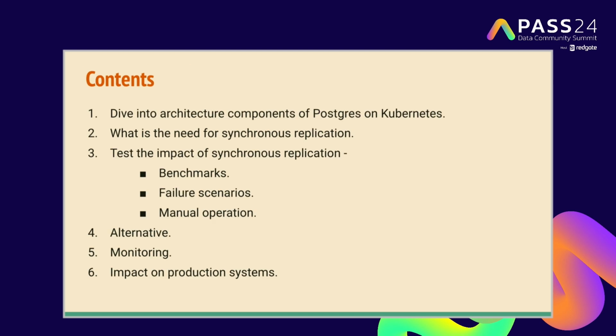So I've divided this talk into 6 different sections. In the first section, we'll dive into the architectural components of Postgres while running it on Kubernetes. What is the need for synchronous replication? We tested the impacts of synchronous replication. We'll look into benchmarking, how Patroni behaves in different failure scenarios, how Patroni behaves in different manual operations, and what alternatives we considered. Do we need monitoring, and if so, what metrics did we monitor, and what is the impact on production systems after enabling synchronous replication?